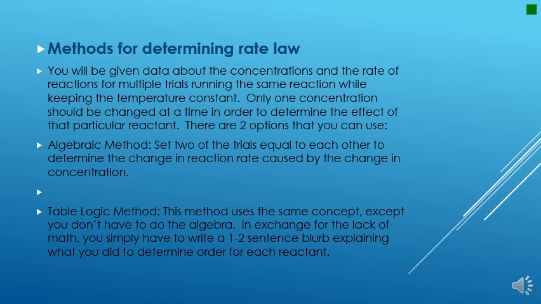So we have two different options that we can use to solve these types of problems. We have an algebraic method, which is just simply going to be math, taking two of the equations for two of the trials and setting them equal to each other and seeing how the change in the concentration affects the rate. Or we can use what's called a table logic method. The table logic method, I highly recommend getting used to it because especially if you have multiple choice questions, you can do these very fast and get through the work very quickly. However, you have to write a little 1 to 2 sentence blurb explaining what you did to determine the order for each of the different reactants.